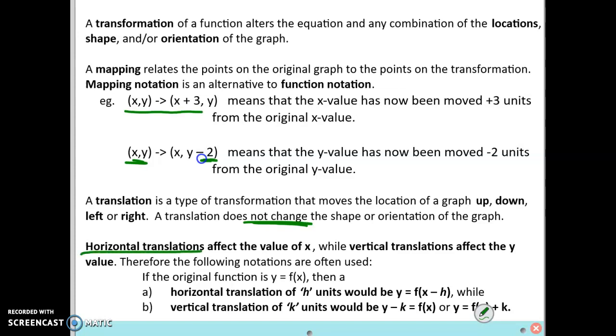Horizontal translations affect the value of x, and that should make sense because x runs horizontally, so a horizontal translation moves it left or right. A vertical translation affects the y values, and again, that should make sense because the y axis runs up and down. So we call these h and k. A horizontal translation is h, a vertical translation is k, and in function notation, that looks like this.